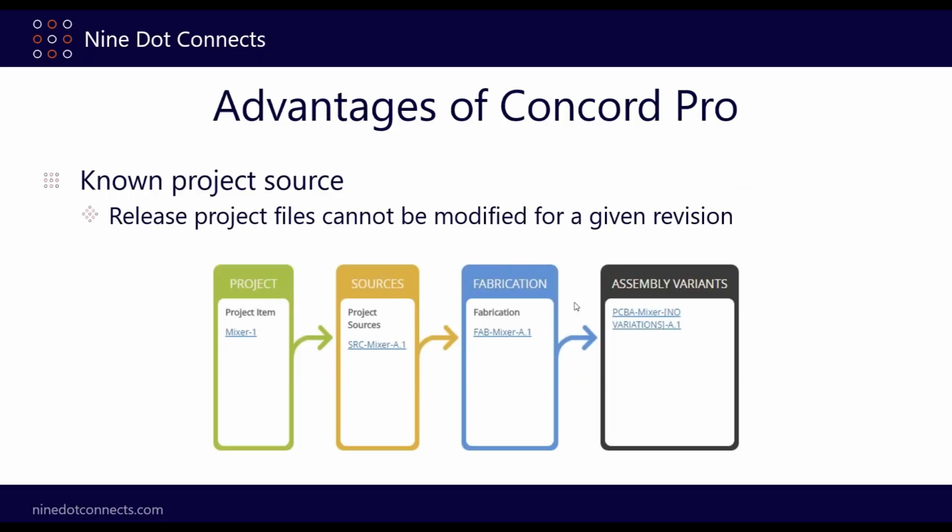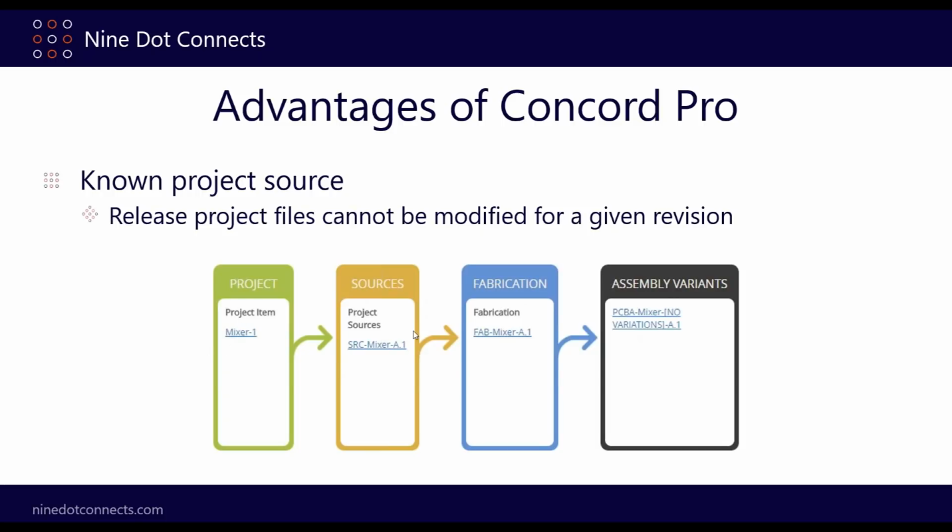The other major advantage to me, and I mentioned this earlier, is what you get when you release a project into Concord Pro. If you want to make changes to this, you can, but you don't make changes to this revision. You either continue to work in Git, which may already be set up, or if you're working on a different system, you can download the entire project, get it going, and then later on you can release those changes as a different revision. But you know exactly what you've got for this revision here.